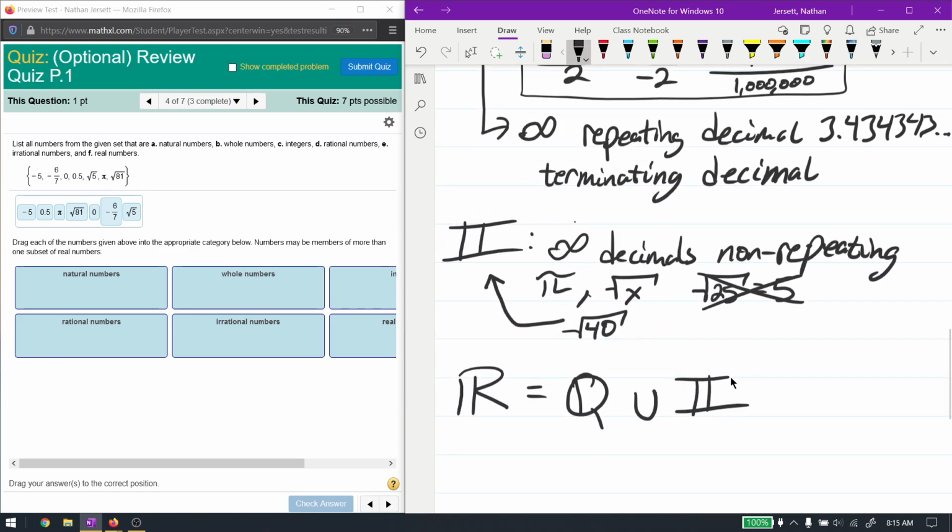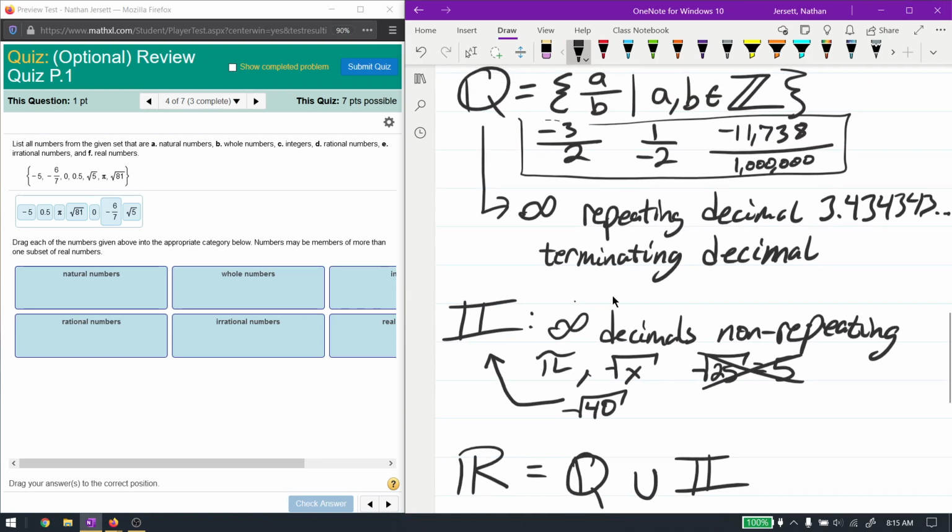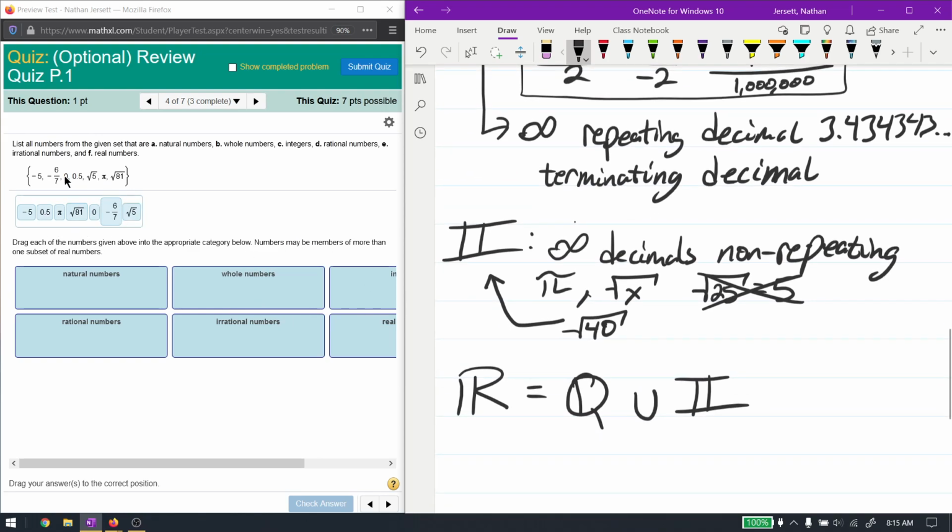So a number can fit in multiple categories. The big divide, however, happens with Q and I, the rationals and the irrationals. If it's a rational, it will not be an irrational, and vice versa. So that's kind of the big divide there. However, all of these numbers are always going to be a real number. We're not working with complex numbers. So the first thing I can do is add these all to the real numbers.